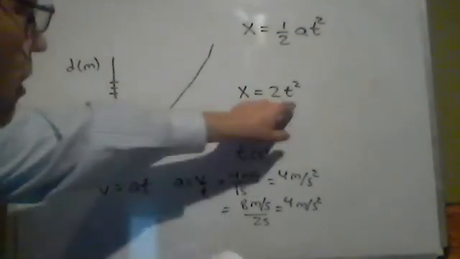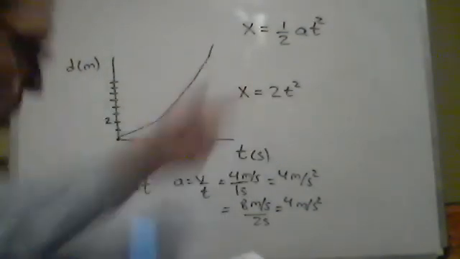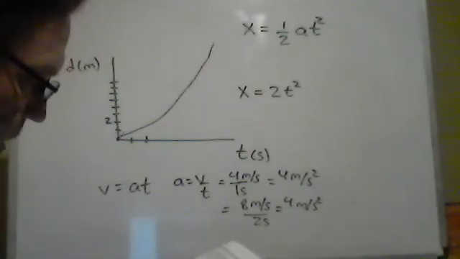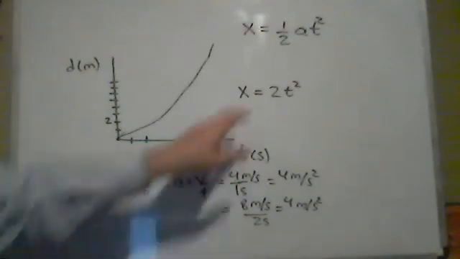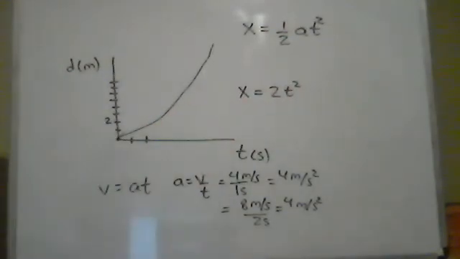At t equals 4, 4 squared is 16 times 2 is 32. If you look at the table at t equals 4, you see the distance of 32. So yeah, it truly is following an x equals 2t squared relationship. Okay, so that's all you need to know for now. All right. Moving on, we're getting close to being done with this lab here.